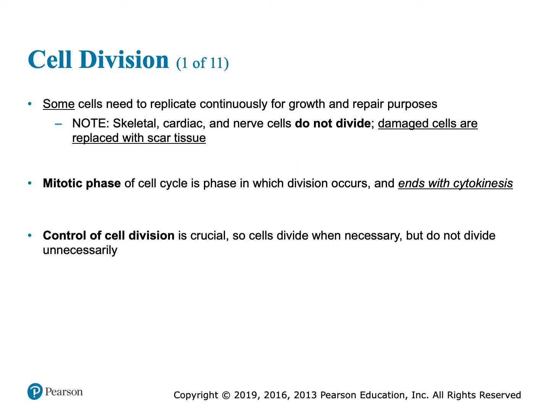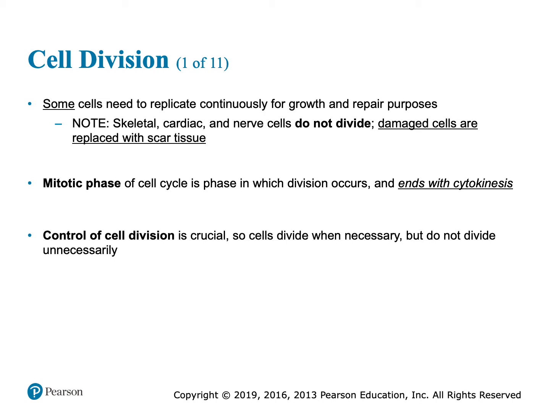Okay, some cells don't go through mitosis. I mentioned this in my lab. Your skeletal muscle, when you go exercise and you become Popeye, it's not because your skeletal muscle cells are going through mitosis. It's because you're building up more proteins called actin and myosin inside every cell that you have.